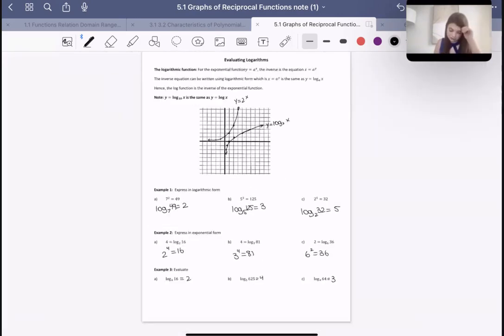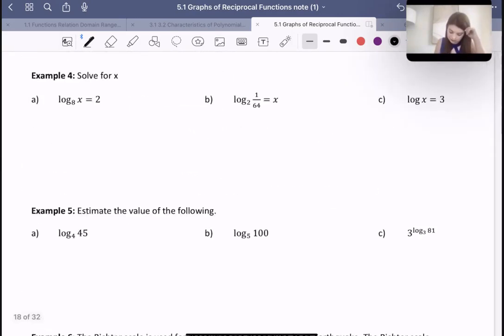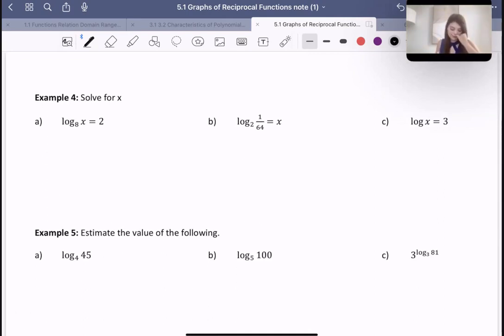Okay, let's move on to the next page for some more. Here it says solve for x. In this case, they want to know 8 to the power of 2 is equal to what? Well, 64. So x would be 64.